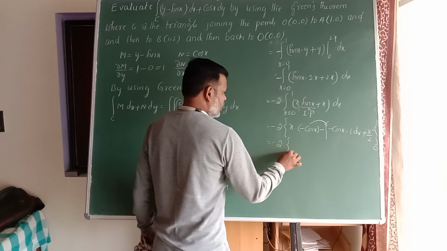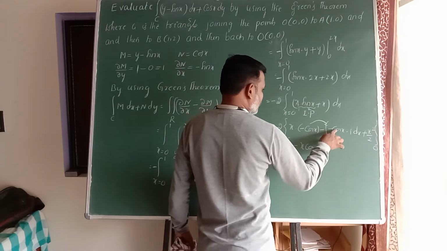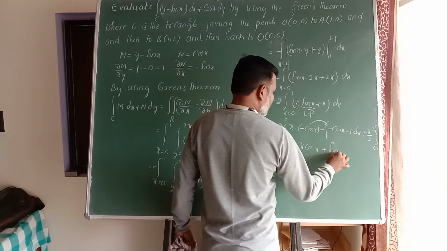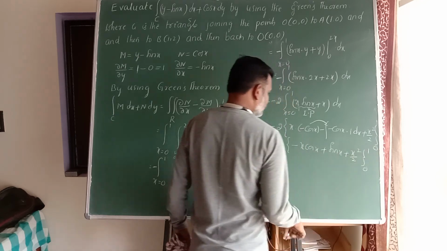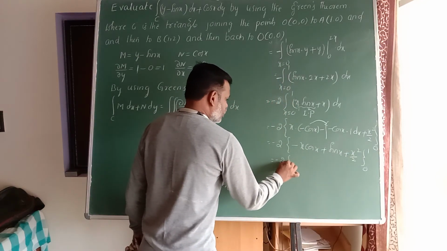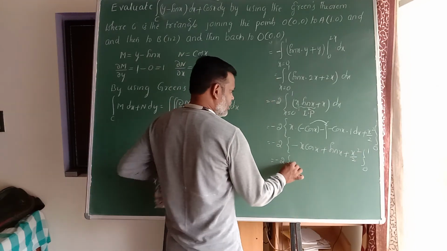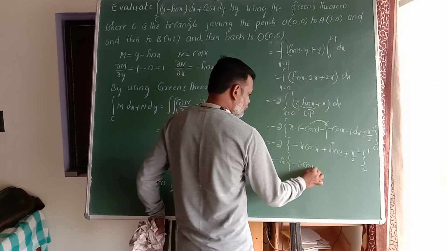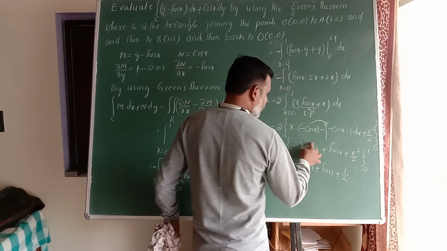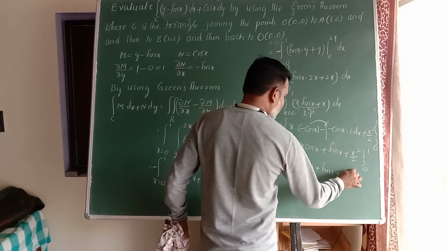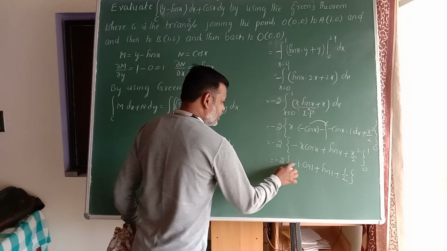Minus 2 times, look here, this becomes minus x cos x, minus into minus plus. If you integrate cos x, what you will get? Sin x plus x square by 2, from 0 to 1. Now minus 2 into, no need of applying the lower limit here, just apply the upper limit. What happens here? Minus 1 into cos 1 plus sin 1 plus 1 square by 2 is 1 by 2. If you apply the lower limit, all the quantity becomes 0. So now just multiply by minus 2 here, minus into minus plus.